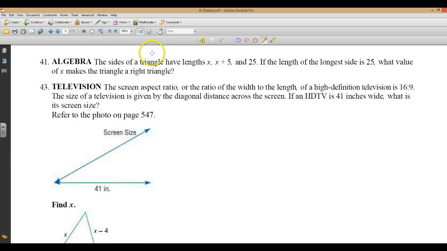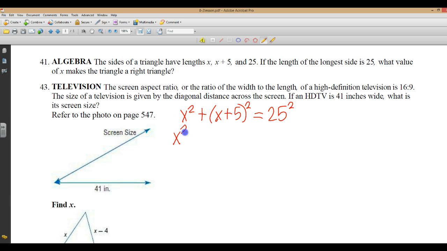For number 41, the sides of a triangle have lengths x, x plus 5, and 25. If the length of the longest side is 25, what value of x makes the triangle a right triangle? So if it's a right triangle, then x squared plus x plus 5 squared is equal to 25 squared.